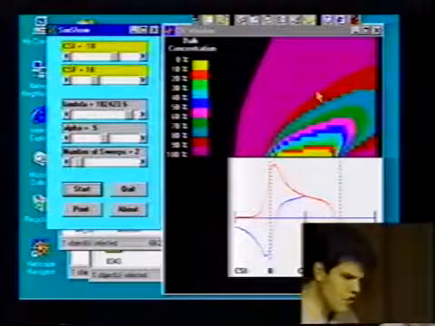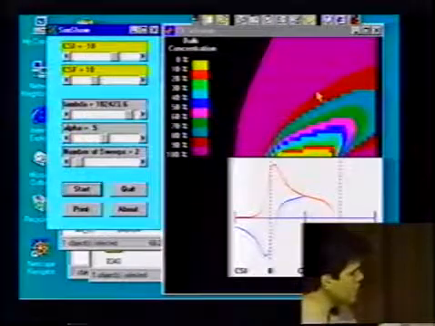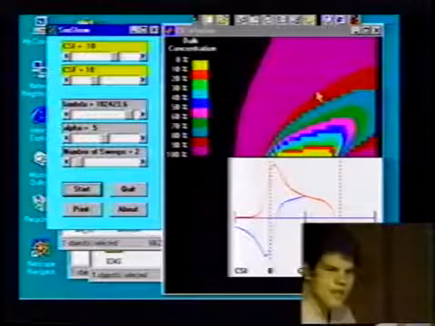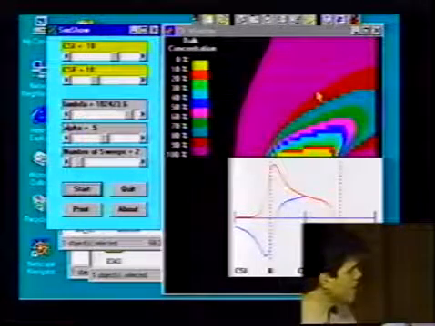Just for you guys doing voltammetry, the rule of thumb is usually you want to wait 10 times the length of time of the CV.